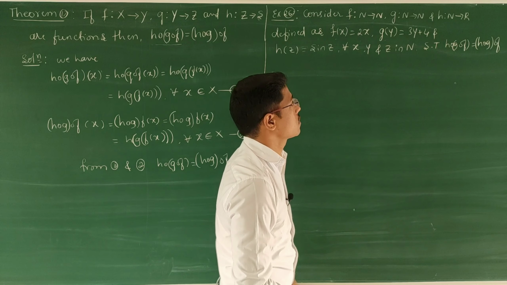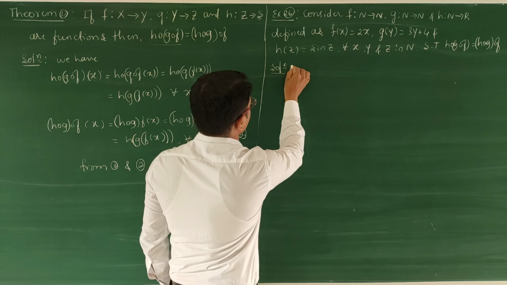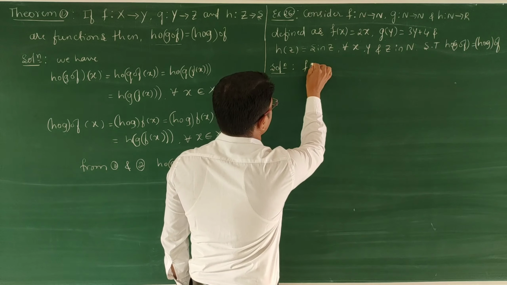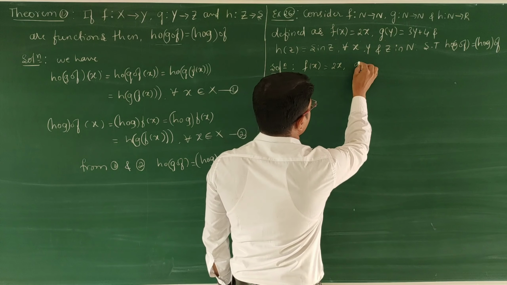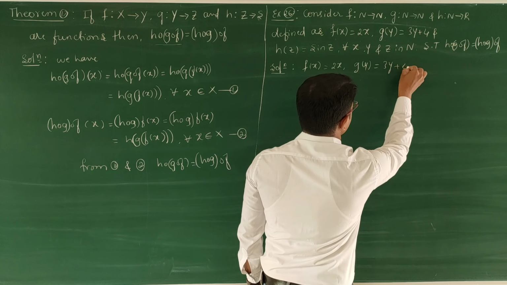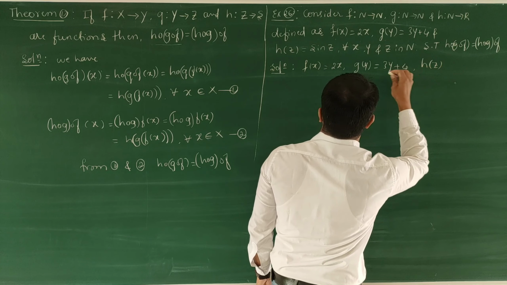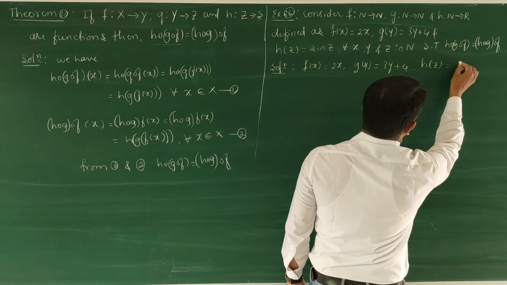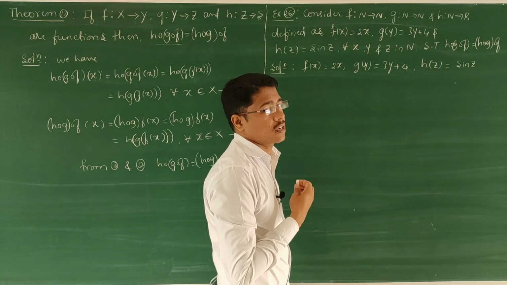Okay, so let us see the solution. Write the given: f of x equal to 2x, g of y equal to 3y plus 4, and h of z equal to sin z.